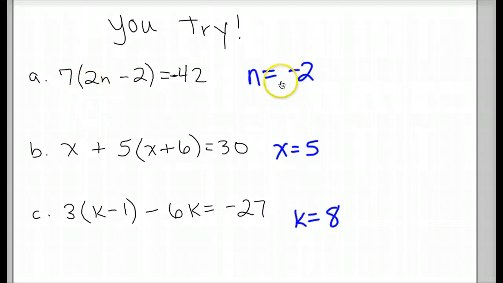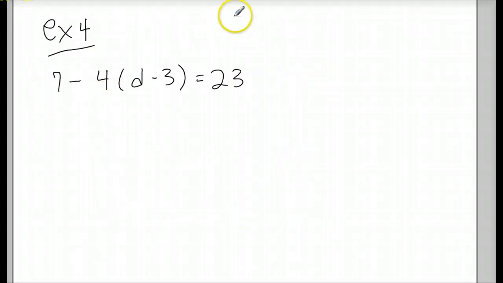Alright, so A, you should have gotten n equals negative 2. B, you should have gotten x equals 5. And C, you should have gotten k equals 8. So again, these are just like the previous 3 examples that you had in the video. So if you don't get one of them, go back and watch the example again, and maybe it'll help you get the right answer.